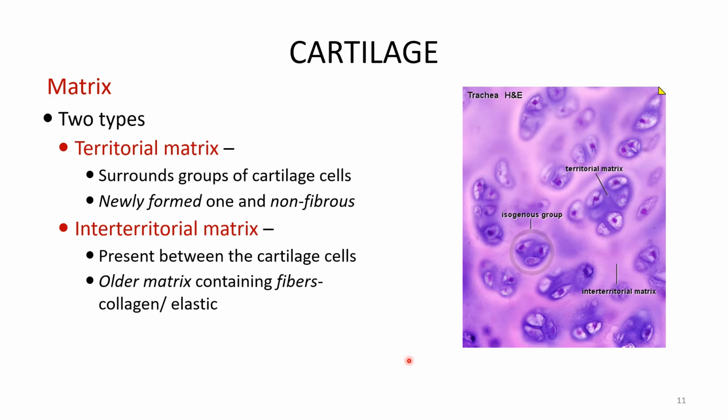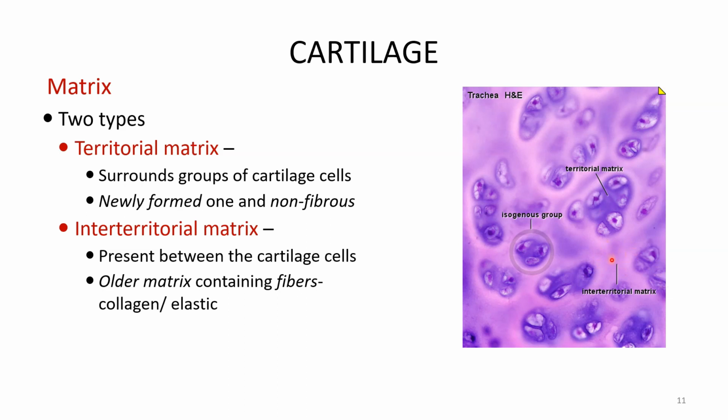There are two types of matrix, that is, territorial matrix and interterritorial matrix. The territorial matrix surrounds the groups of cartilage cells. You can see in this picture the cartilage cells in groups, which are called cell nests or isogenous groups. These are the various terms used for describing the groups of cartilaginous cells. The territorial matrix is newly formed and non-fibrous. The interterritorial matrix is present between the cartilage cell groups.